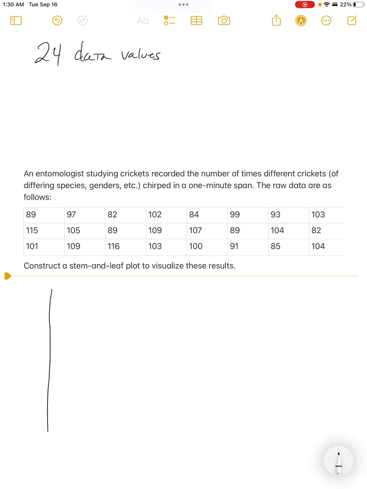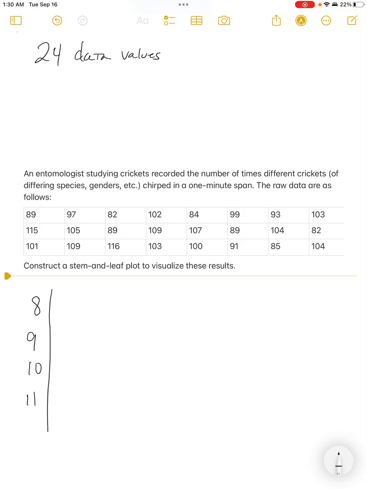I especially don't see anything in the 70s, right? I guess that's what I'm looking for. Because what a stem and leaf plot would do is say, okay, I see something in the 80s, I see something in the 90s, and even if I didn't, I would still need to write it because I see things in the 100s, and I also see things in the 110s. Do you see anything in the 120s? I don't either. So these are our 4 stems. Our 4 stems are the 80s, 90s, 100s, and 110s.